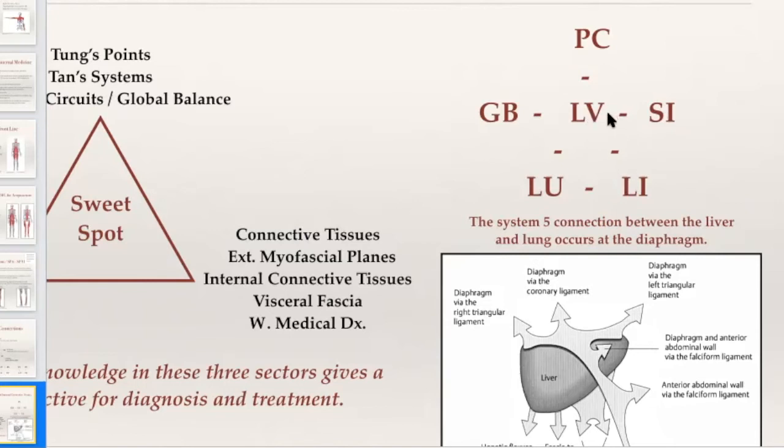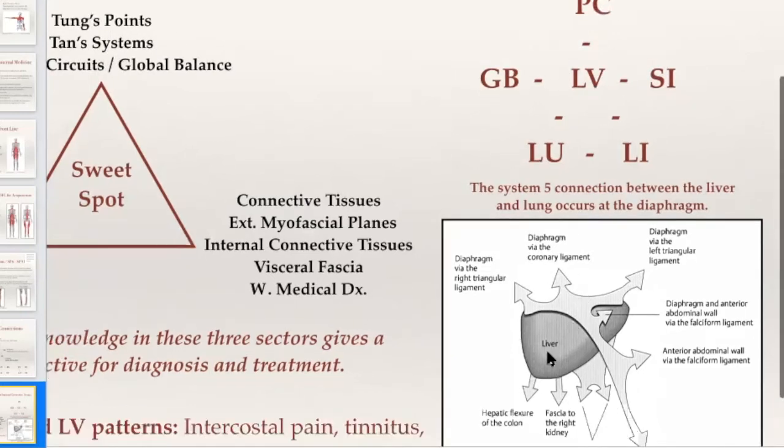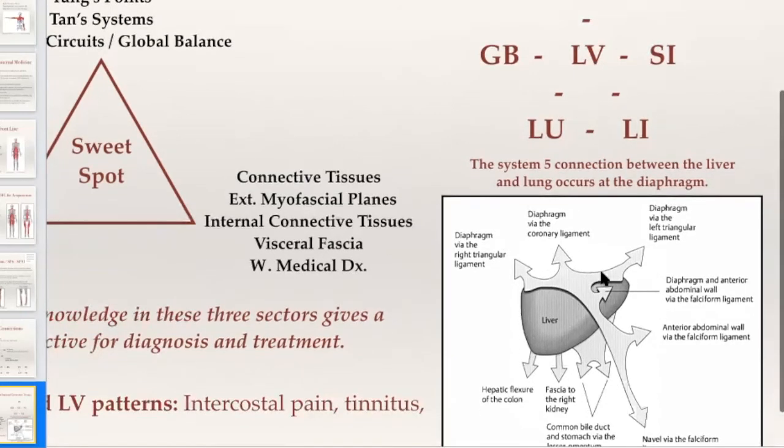The system 3 interior exterior relationship is with the gallbladder. The system 4 connection is opposite of the clock. That's with the small intestine. And then the system 5 connection is with the lung. Okay, so we see these here. Now, if we look at the liver and the connective tissue that surrounds it, guess what? We find that there's an anatomical basis for some of this stuff.